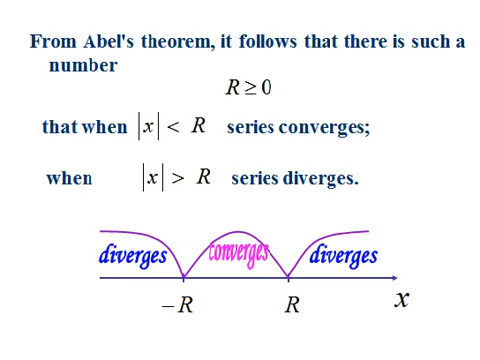It follows that there is such a number, a capital R, non-negative, that when the modulus of x is less than this capital R, the series is convergent, and when the modulus of x is greater than R, the series is divergent.